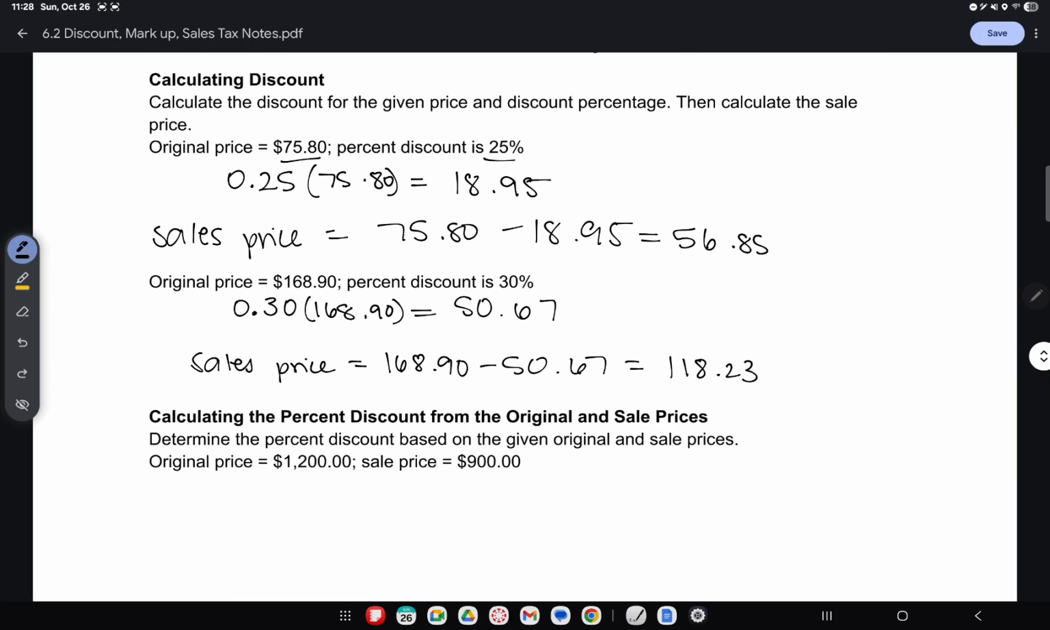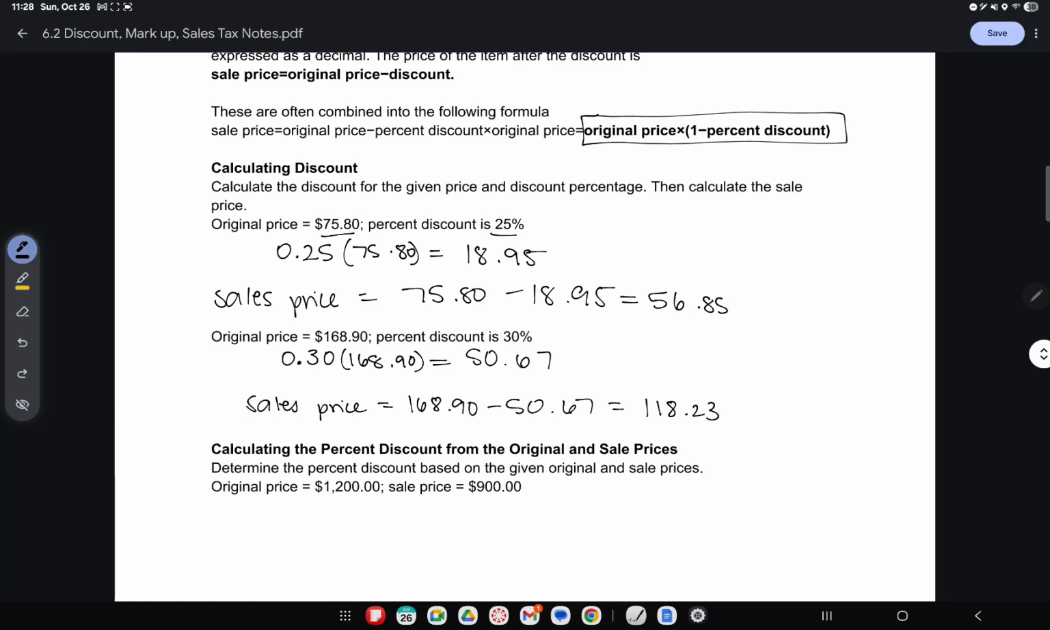Now we could do it all at once. I'll show you that formula that I marked off here. I'll do that second one. So the original price is the 168.90, and then 1 minus that percent discount, so that 30%, which really is going to give me 168.90 times how much I'm keeping. So if I'm losing 30%, I'm keeping 70%. That's going to give that same amount here. Just does it all in one nice step.